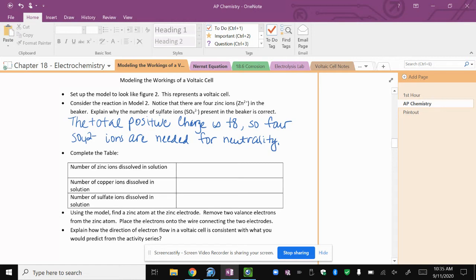Okay. And I would think that we would know from first year chem that when we talk about neutrality, it's because we have an equal number of positive and negative ions. So the net charge is 0.